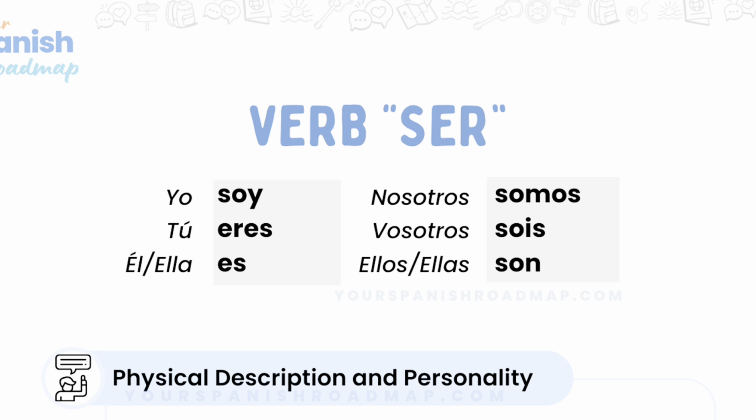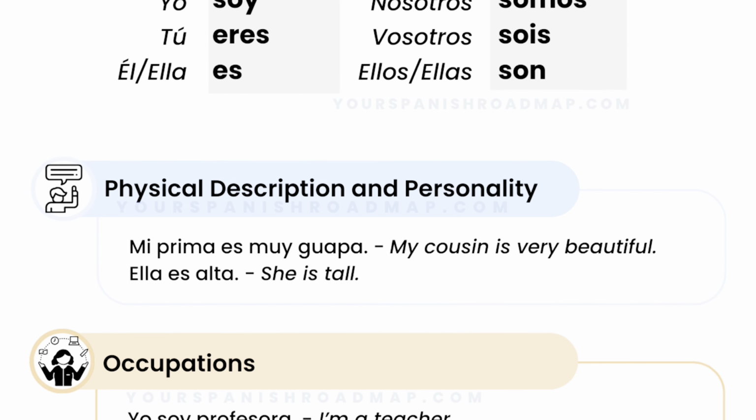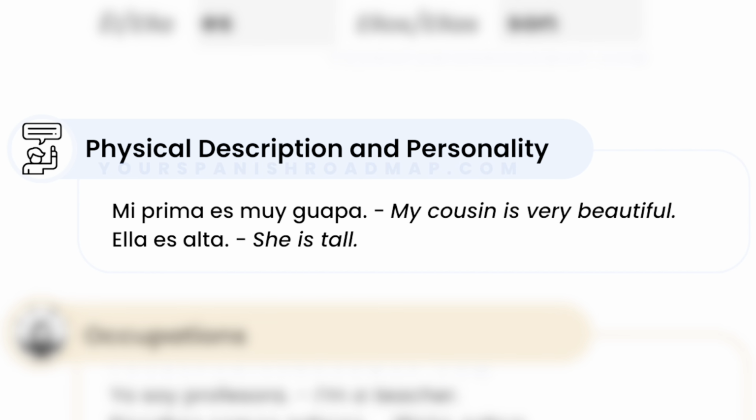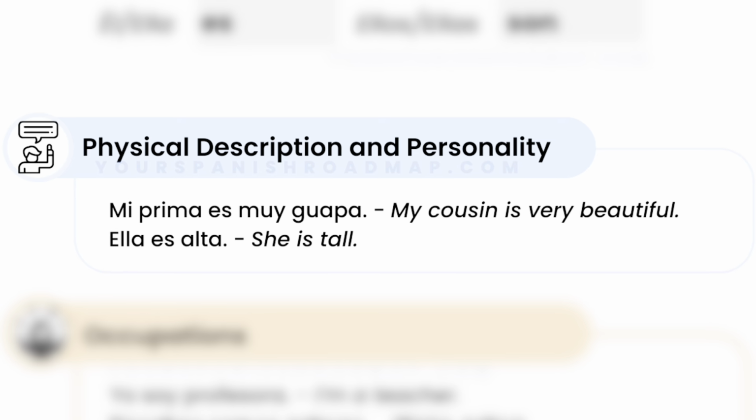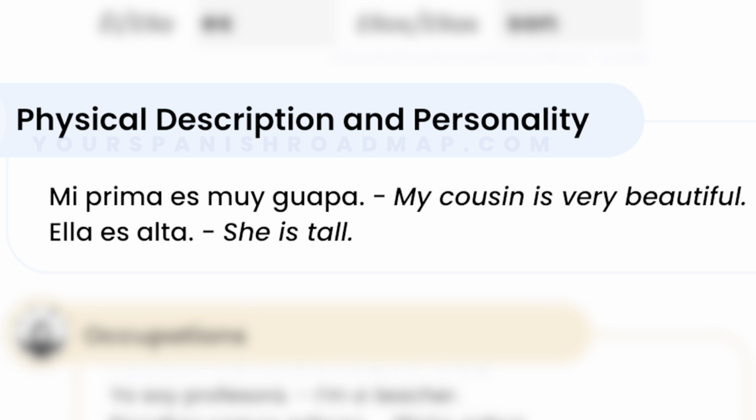Perfecto! Let's start with ser. Like we said, we use it when talking about the essence of something. So ser is used whenever we describe personality or physical traits. For example, mi prima es muy guapa. My cousin is very beautiful. Or ella es alta. She is tall.